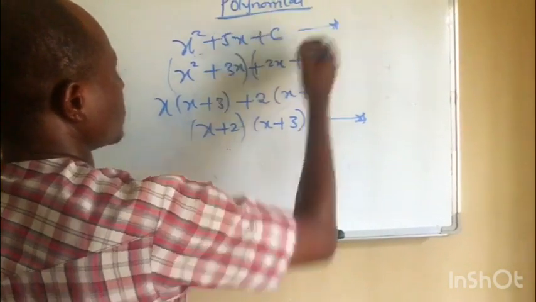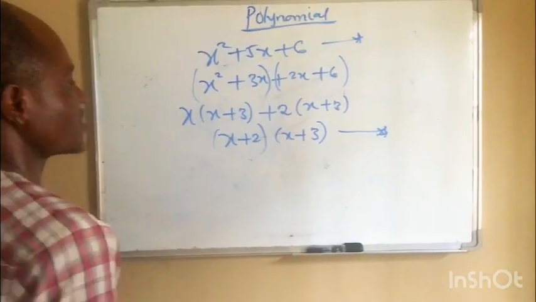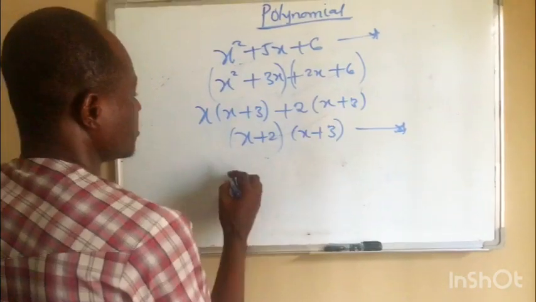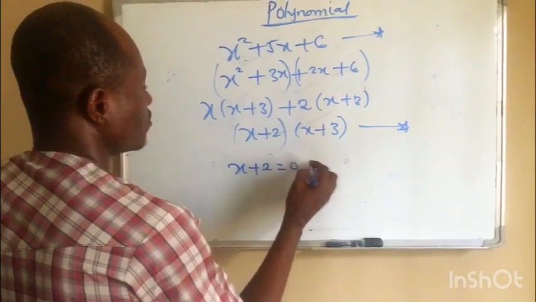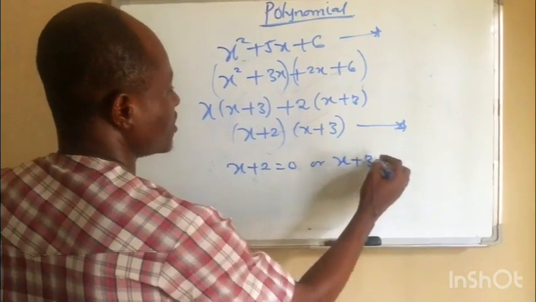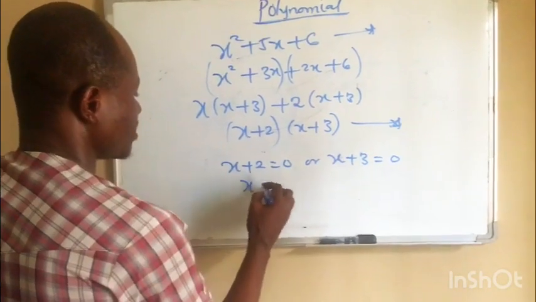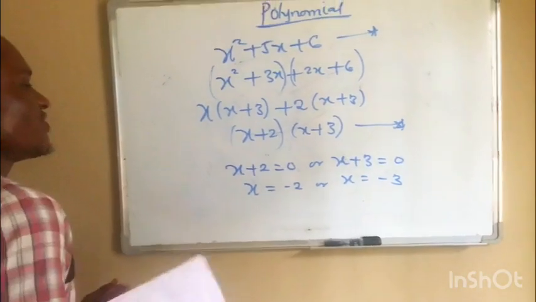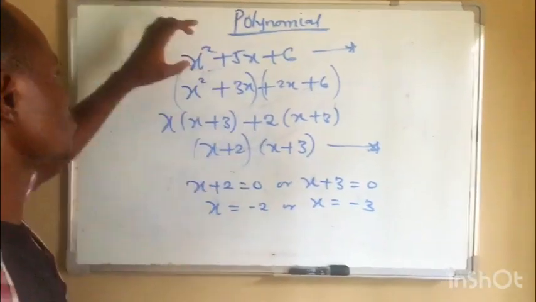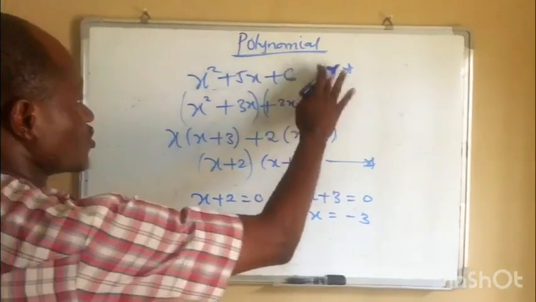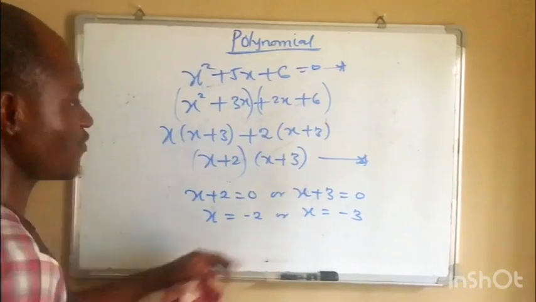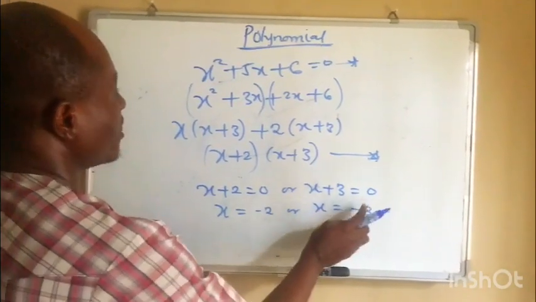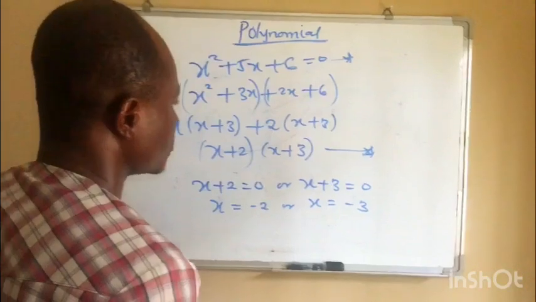So if we want to find the solution of this polynomial, we say x plus 2 equals 0 or x plus 3 equals 0, which means x will be minus 2 or x will be minus 3. What this is telling us is that if you put minus 2 into this equation, it will give us 0, and if you put minus 3 into this equation, it will give us 0.